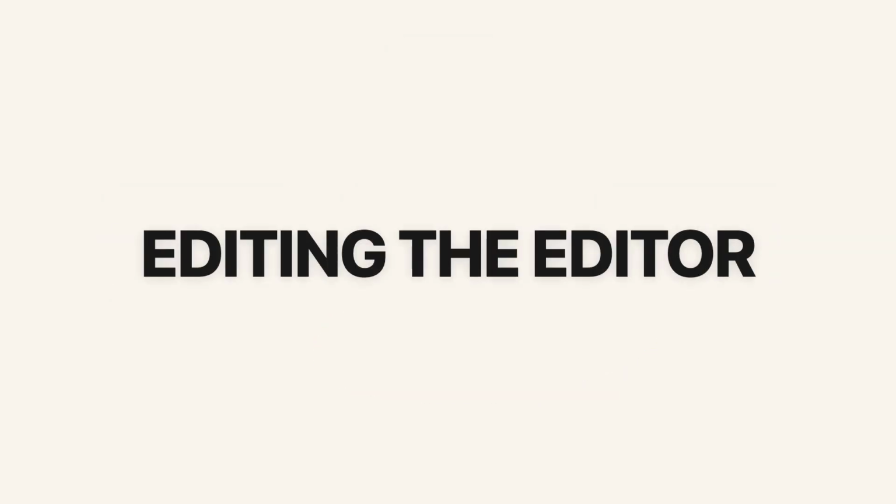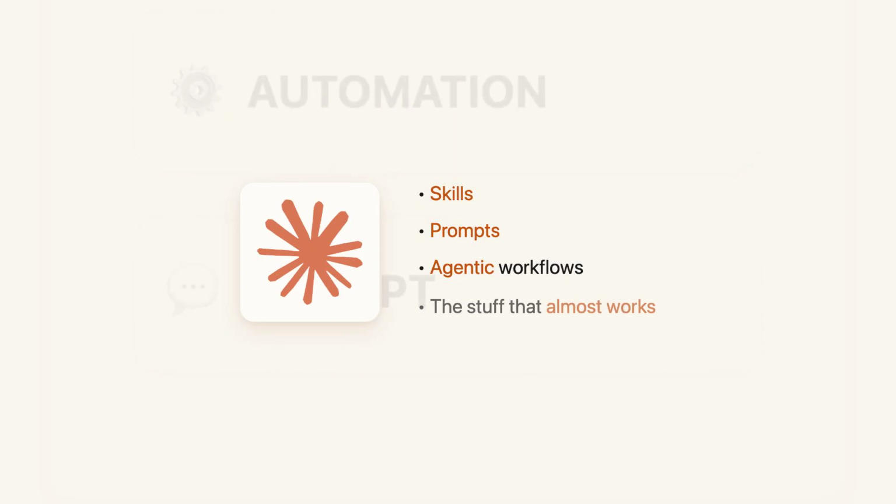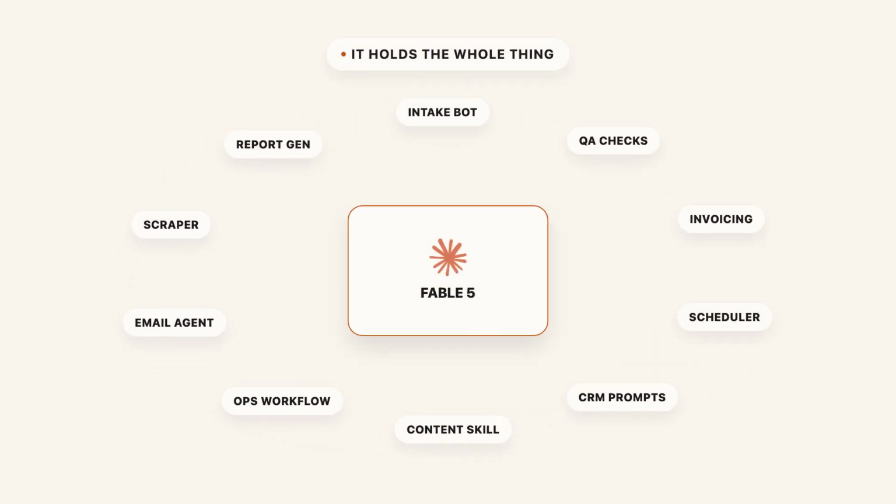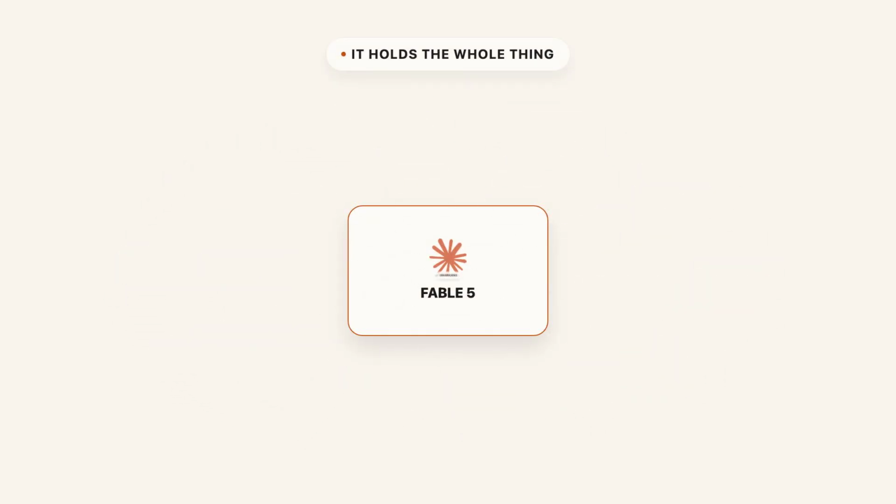I call it editing the editor, and you can do it with any system you've built. Skills, prompts, agentic workflows, the stuff that almost works. Fable can hold the whole thing at once and find the spots you can't see, including the ones you built yourself and stopped questioning months ago.